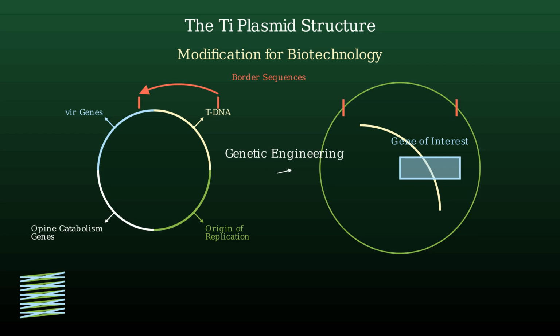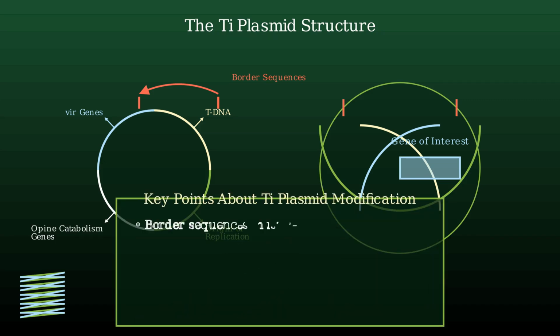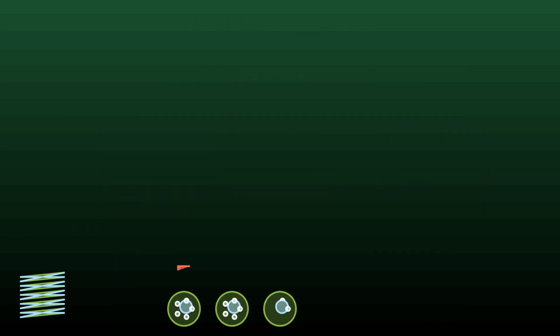The virulence genes are maintained as they are essential for the DNA transfer mechanism, and the origin of replication is preserved to ensure plasmid survival in bacteria. To summarize, the key points about Ti plasmid modification include keeping the border sequences intact, removing tumor-inducing genes, preserving virulence genes, and inserting the gene of interest within the tDNA region. This understanding of the Ti plasmid structure is essential for developing binary vector systems, which we'll explore next.